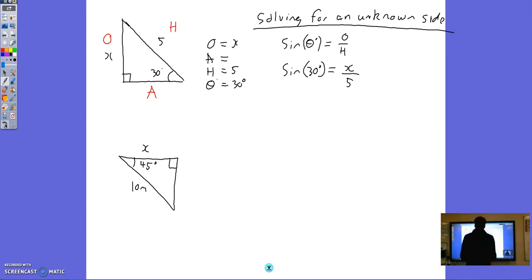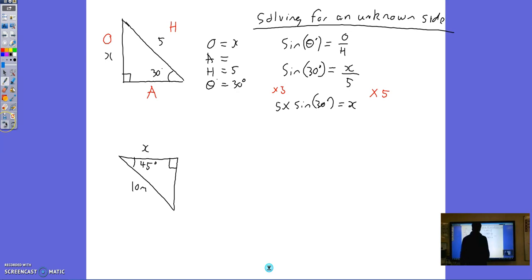Now, we're going to transpose this equation to get x on its own. So this goes back to your linear algebra skills. If we want to get x on its own, the step that we need to do here is multiply both sides by 5. So what we will be left with is 5 times sine of 30 degrees is equal to x.